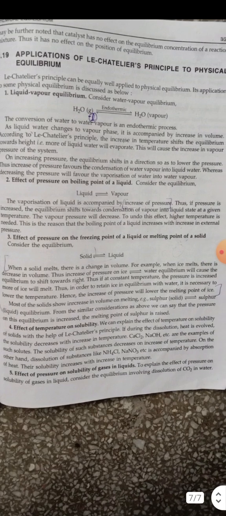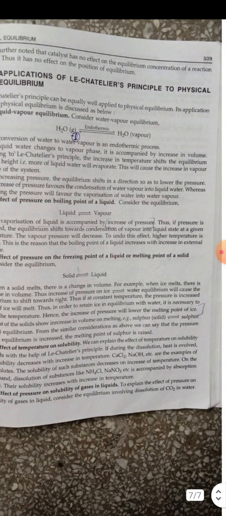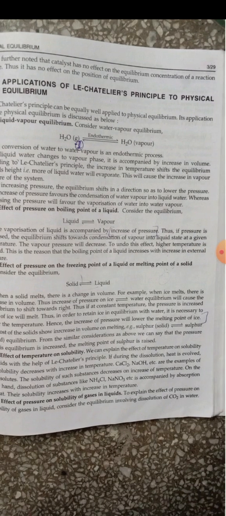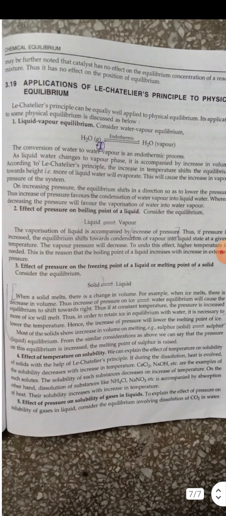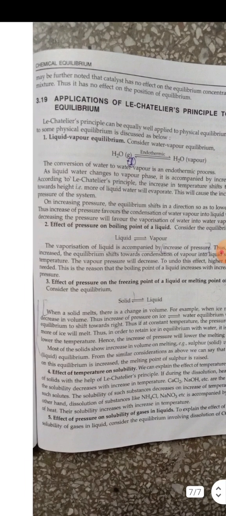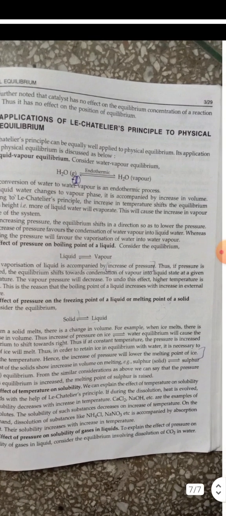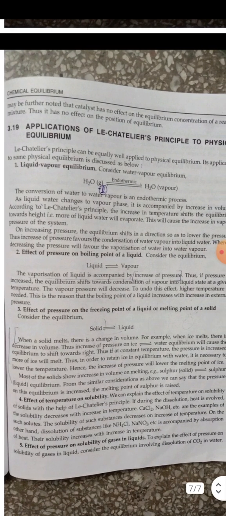As liquid water changes to the vapor phase, it is accompanied by an increase in volume. According to Le Chatelier's principle, an increase in temperature shifts the equilibrium towards the right. That is, more of the liquid water will evaporate. This will cause an increase in the vapor pressure of the system. On increasing pressure, the equilibrium shifts in a direction so as to lower the pressure. Thus, an increase of pressure favors the condensation of water vapor into liquid water, whereas a decrease of pressure will favor the vaporization of water into water vapors.